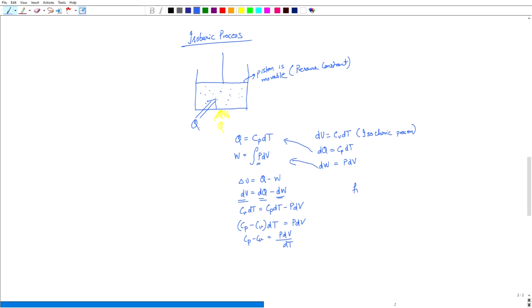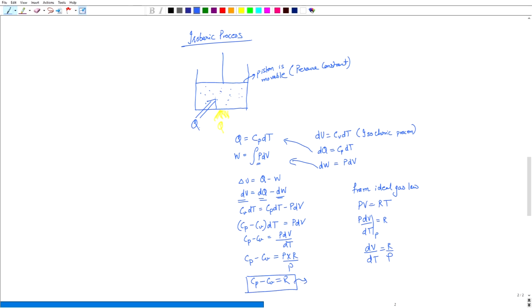From the ideal gas law, PV is equal to RT, and at constant pressure, because this is the isobaric process we are looking at, dV by dT is equal to R by P. So dV by dT is nothing but R by P. So Cp minus Cv is equal to P times dV by dT, that is P into R by P. So Cp minus Cv is equal to R.